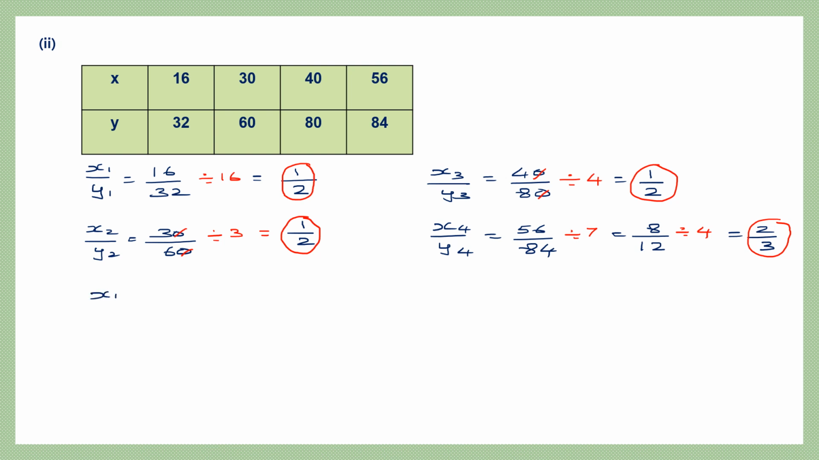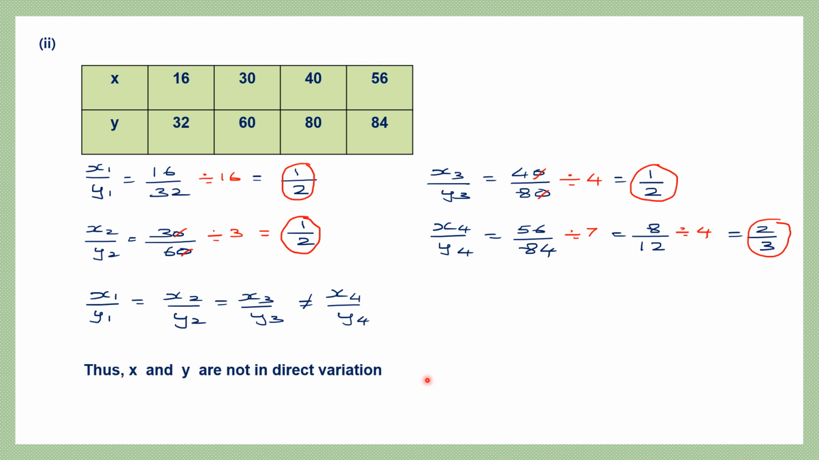We can say x1 by y1 is equal to x2 by y2, which is equal to x3 by y3, but this is not equal to x4 by y4. They should all be equal. Only then we can say that they are a constant and that they vary directly. So in this case, you can say x and y are not in direct variation, because as you can see, the first three are equal, but the last one is not equal. So the x and y values are not in direct variation.